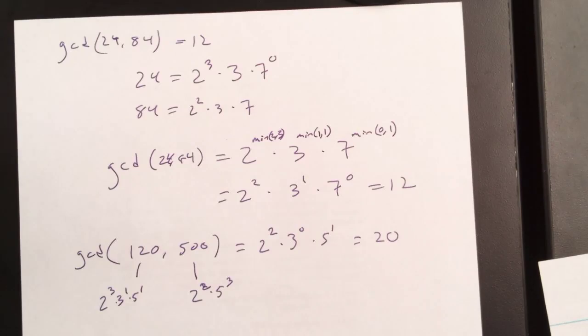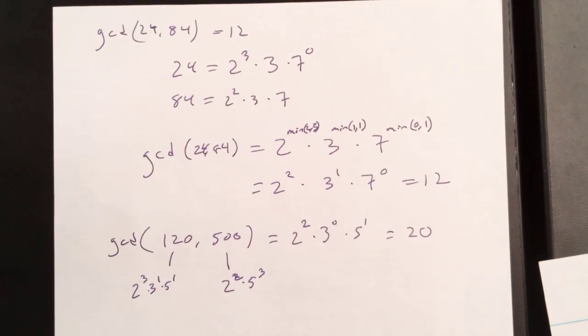Grab your calculators for me. What's 500 times 120? Say again? 60,000.